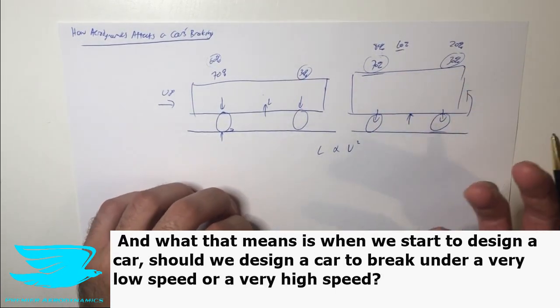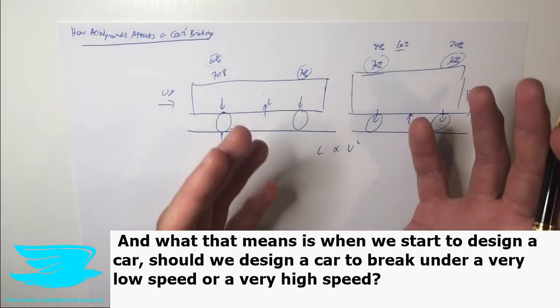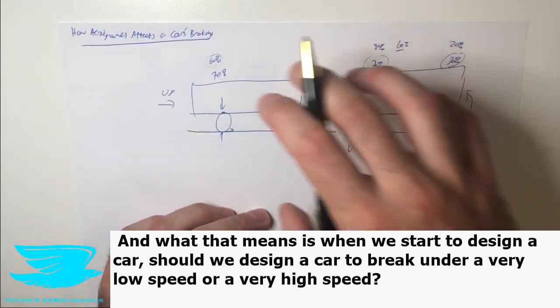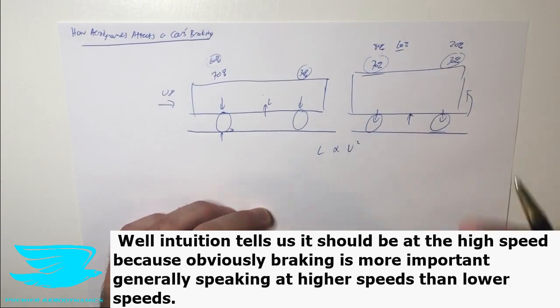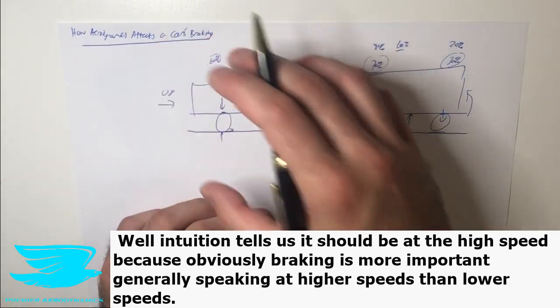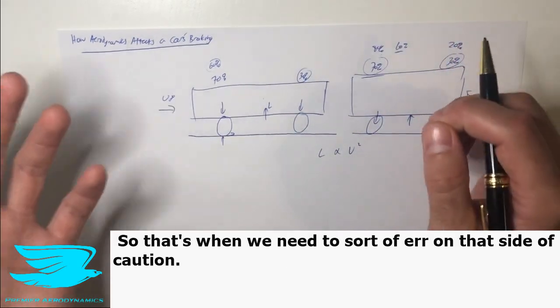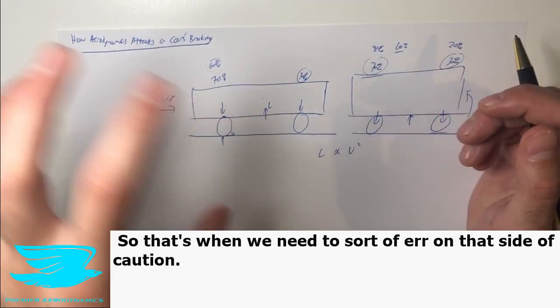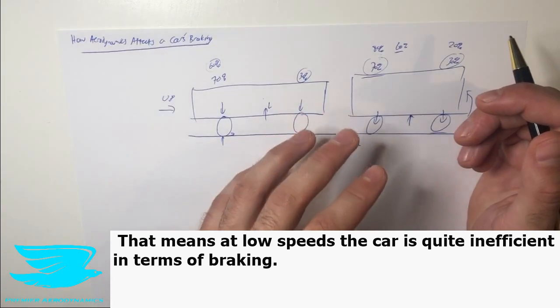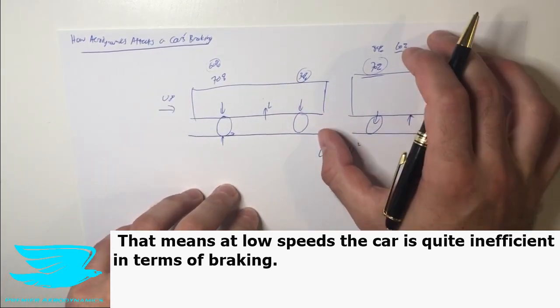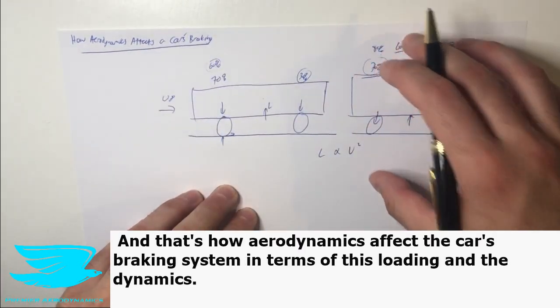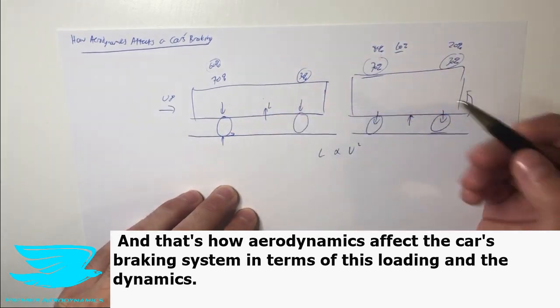And what that means is when we start to design a car, should we design the car to brake under a very low speed or a very high speed? Well, intuition tells us it should be at a high speed because obviously braking is more important, generally speaking, at higher speeds than lower speeds. So that's why we need to sort of err on that side of caution. That means at low speeds, the car is quite inefficient in terms of braking. And that's how aerodynamics affects the car's braking system in terms of this loading and the dynamics.